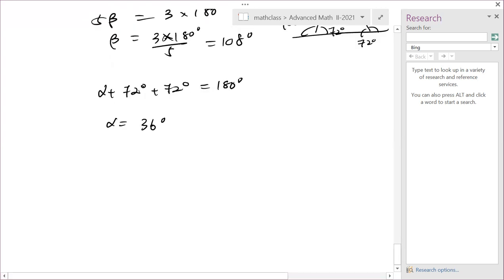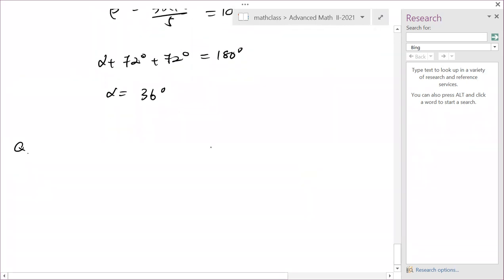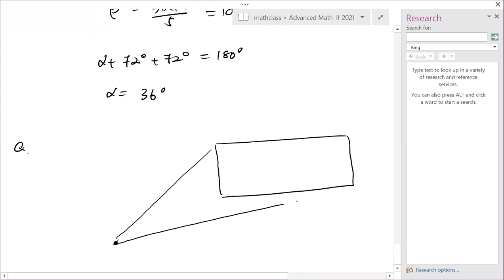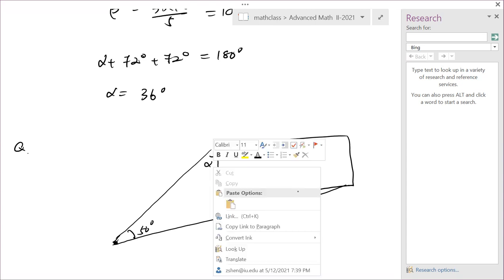All right, so now let's look at the next one. What I'm going to do here is draw a rectangle. I don't know how long this rectangle is. Then I pick a point somewhere here, and then I draw the line. What I know is this side is 50 degrees. So here's alpha, here's beta.